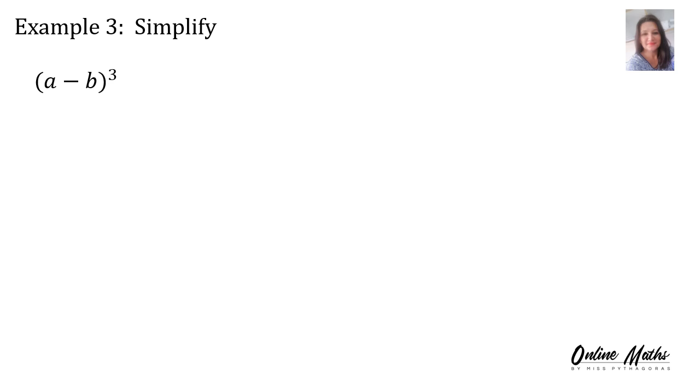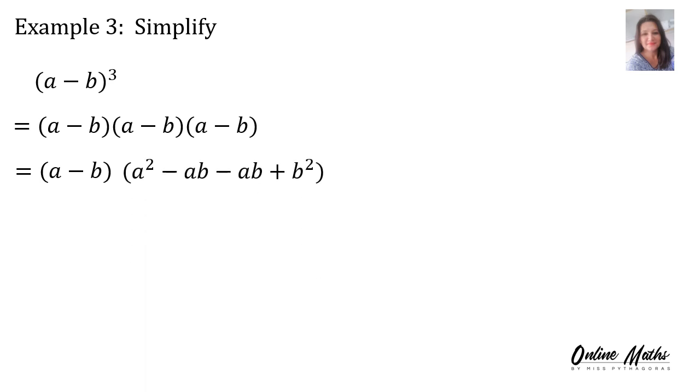Example 3, simplify. So we find a minus b in a bracket raised to the power of 3. So what we do is we take the a minus b bracket and we write it down 3 times. Then we will wait with the first bracket a minus b, and then we're going to deal with the second bracket a minus b and the third bracket a minus b.